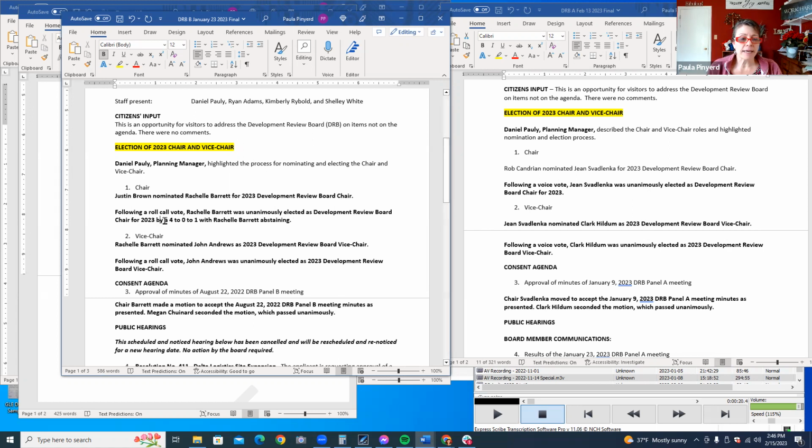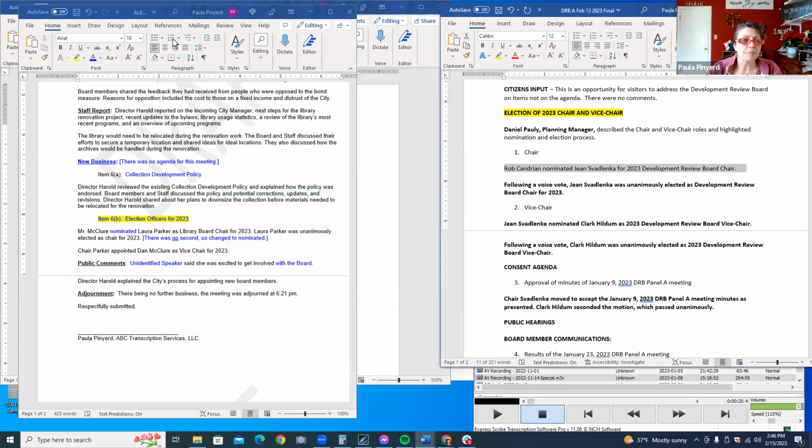And so in this case, it's 4 in favor, 0 opposed, and 1 abstained. I think I misspoke that earlier. So she still is elected. It wouldn't be unanimous, so that word would be removed. And then that's how you would state that. It's a little bit different for different cities. So that's an example of DRB.